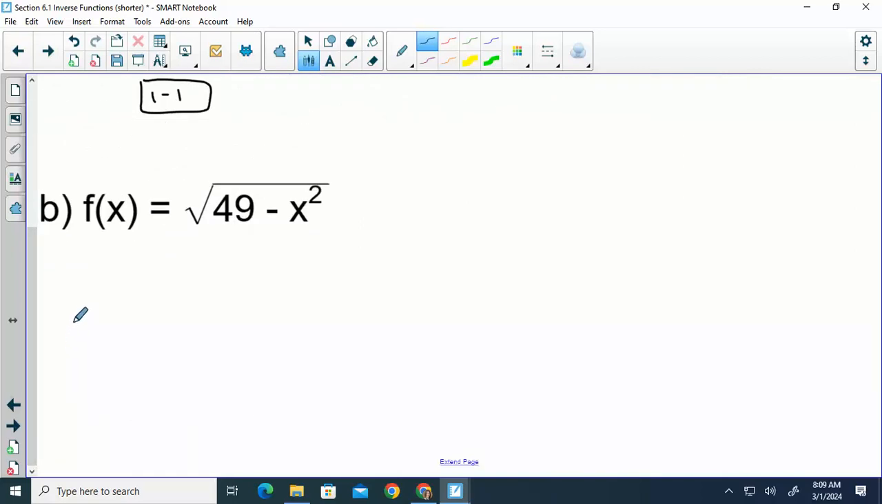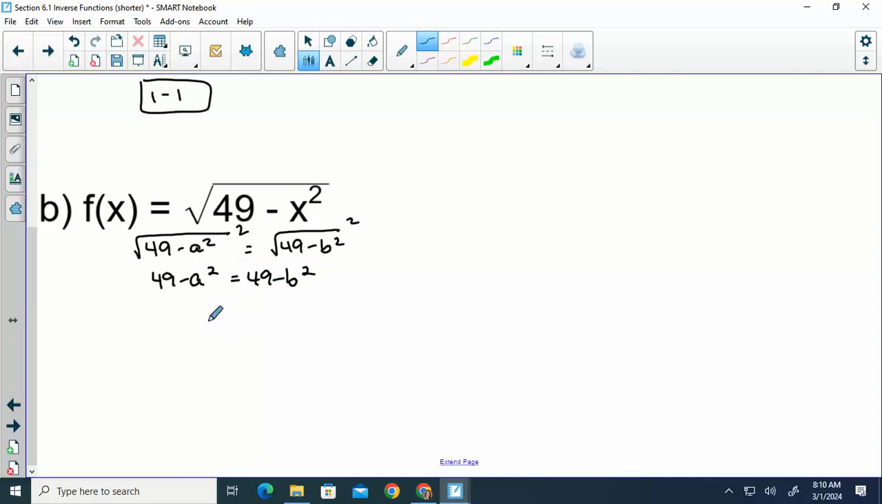If I look at this one, if I did f of a equals f of b, what would you do to solve for a? Square it. Yeah, we need to get it out of the square root, so we square each side.